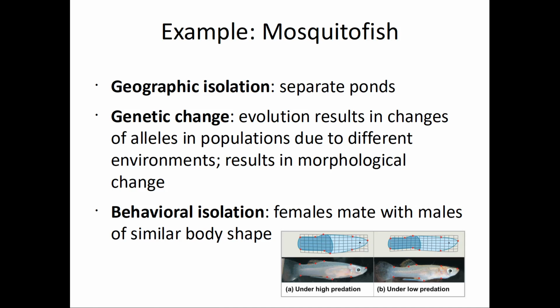There's some genetic change, and evolution results in changes of alleles in populations due to different environments, which results in morphological differences. Behavioral isolation: females mate with males of similar body type.